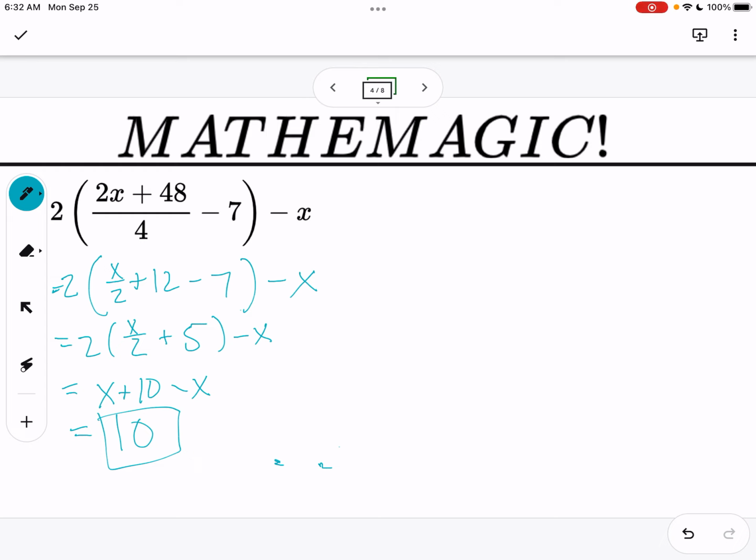So it actually does not matter at all what value x we start with. X does not have to be even. X does not have to be a positive number. X does not have to be an integer. X could be negative pi. And as long as we follow the steps properly, we will always end up with 10. As long as we simplify this expression properly, we always end up with 10, no matter what x is.